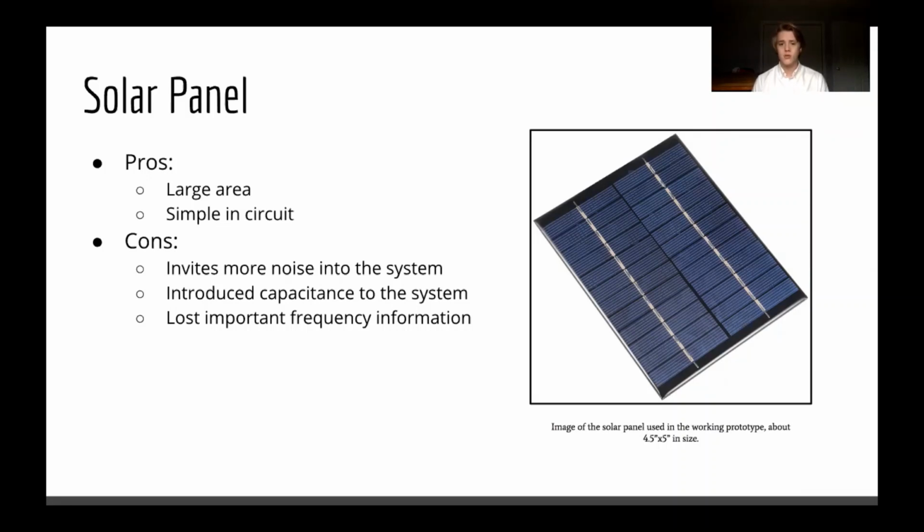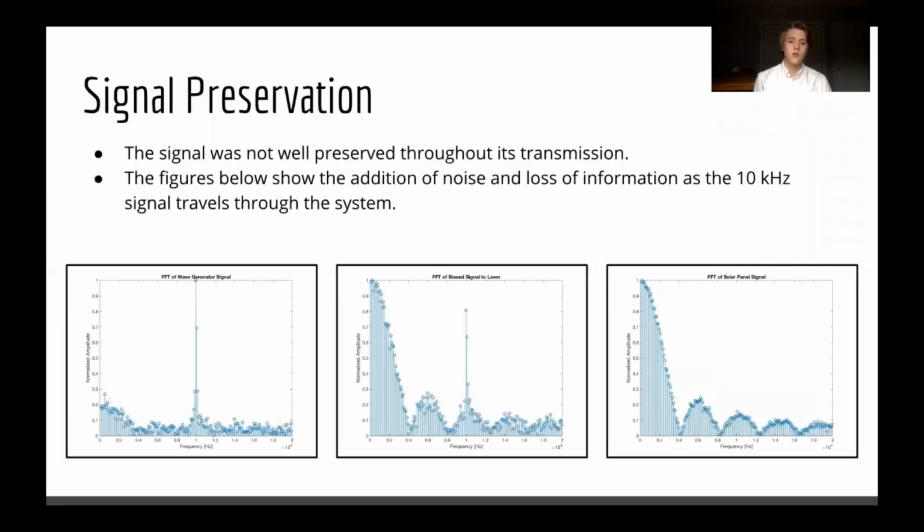We knew that the solar panel would come with some problems. More noise would be added to the system from ambient light, which would have to be filtered out. And we also found some other issues when we looked at the frequency analysis. So we looked at the quality of the signal preservation throughout its transmission. Of the three graphs on the bottom, the left one is the 10 kilohertz sinusoidal signal that we chose coming out of the waveform generator. So that spike in the middle of the graph is that 10 kilohertz signal.